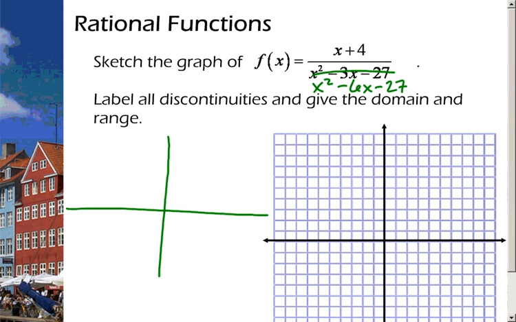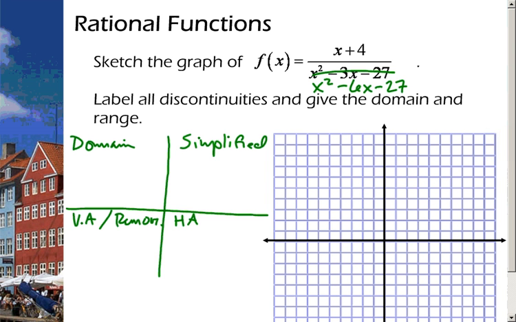I want you to fill out this chart first. So go ahead and pause this after we set this up initially. I want you to list out what your domain is, what is a vertical asymptote, what is a removable discontinuity, obviously what's the simplified version, and where your horizontal asymptote would be. So hit pause, kick through that, and I'll see you in a minute.